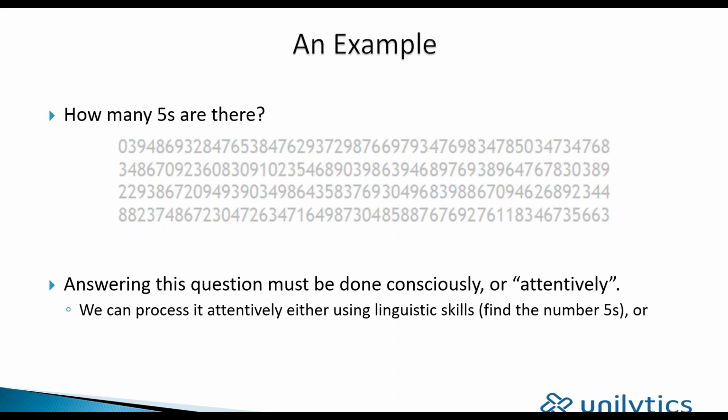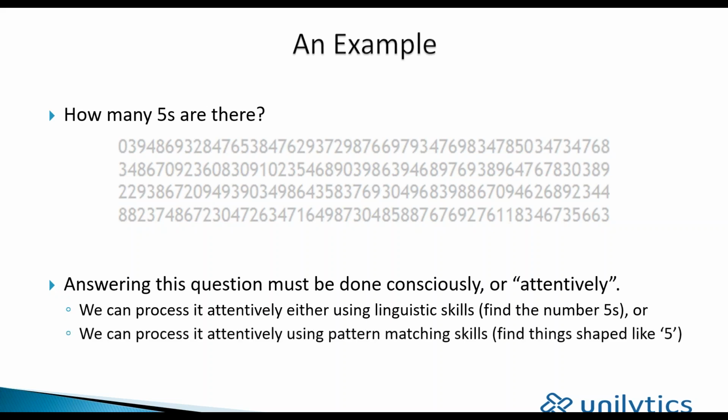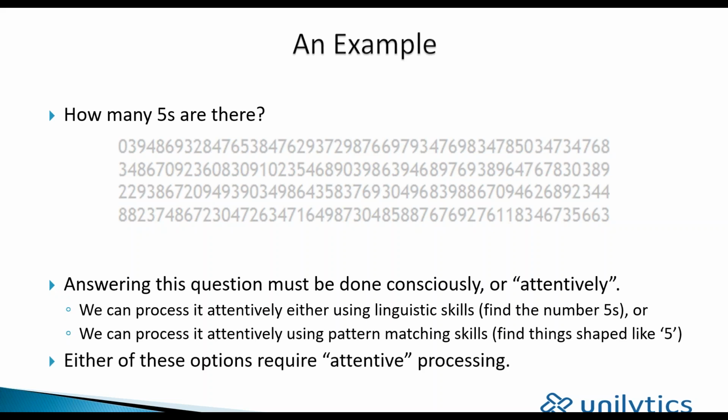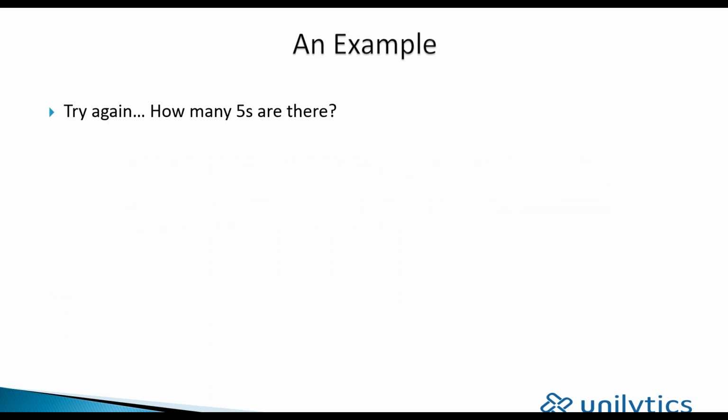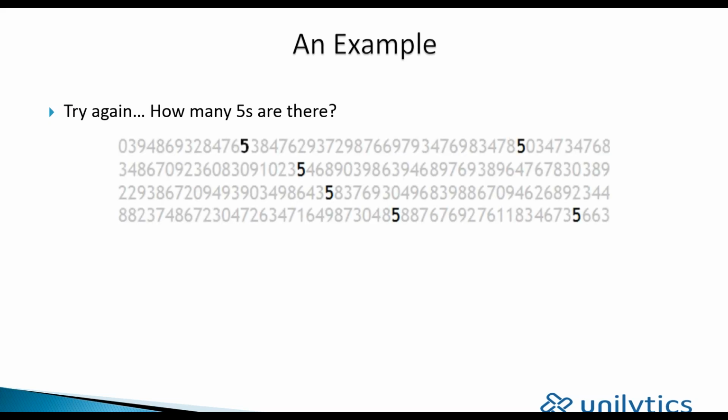And in fact, we're actually processing this using our linguistic skills by finding those number 5s, or we're using pattern matching skills by finding things that are shaped like a 5 is shaped. Either one of those require cognitive processing and are very, very slow. So instead, I'm going to make one little change to all those numbers, and let's see if you can find how many there are much faster. So it should be pretty easy to see that there are 6 5s in there.